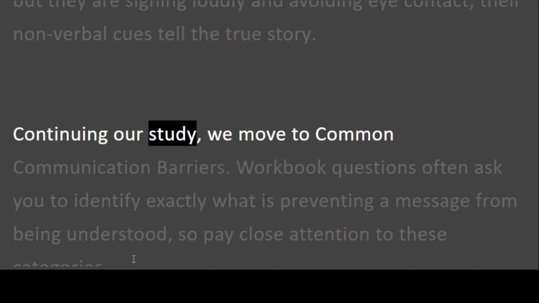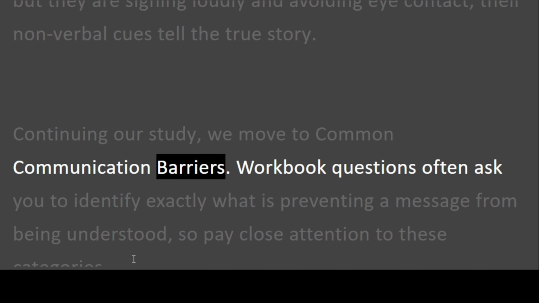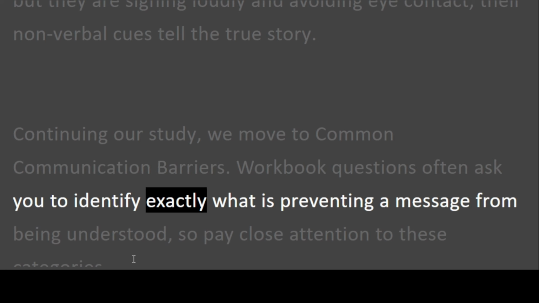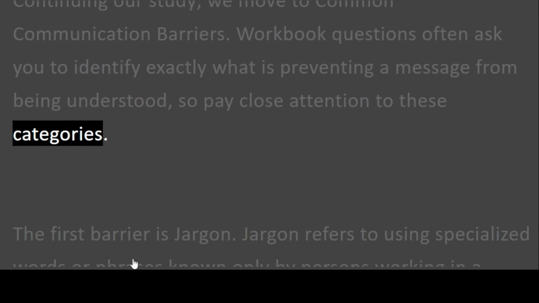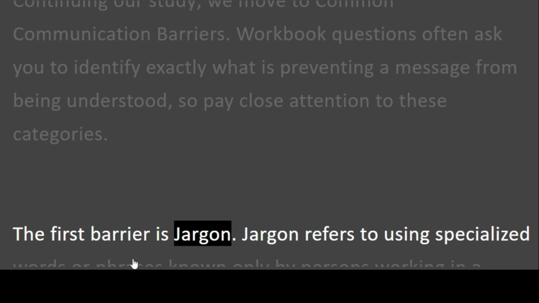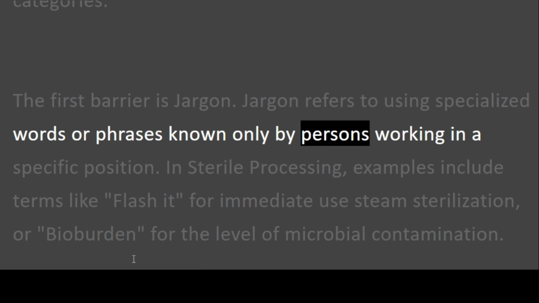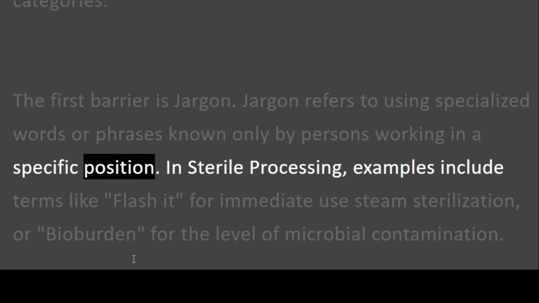Continuing our study, we move to common communication barriers. Workbook questions often ask you to identify exactly what is preventing a message from being understood, so pay close attention to these categories. The first barrier is jargon. Jargon refers to using specialized words or phrases known only by persons working in a specific position.